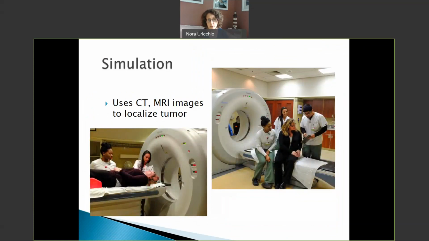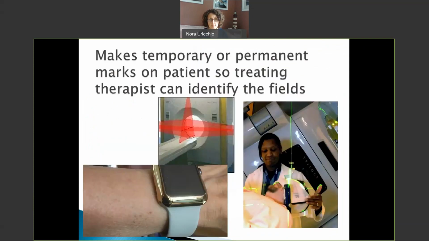During the simulation process, we can also use other kinds of images, such as MR or ultrasound, to help localize that tumor and make sure that we are finding exactly where that tumor is. Once we've taken those X-rays and we have all the X-rays that we need, we then will make temporary or permanent marks on the patient, so the therapist can identify those fields.